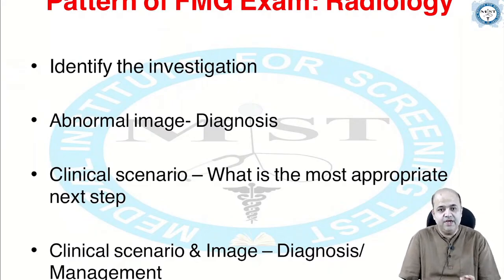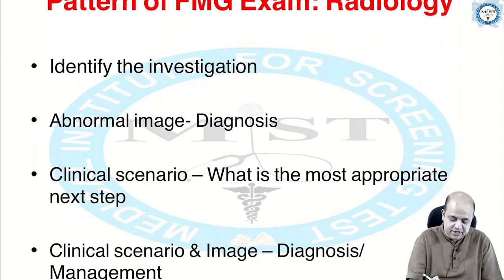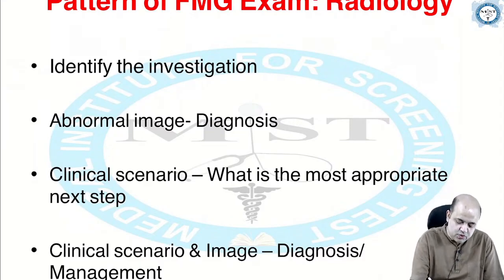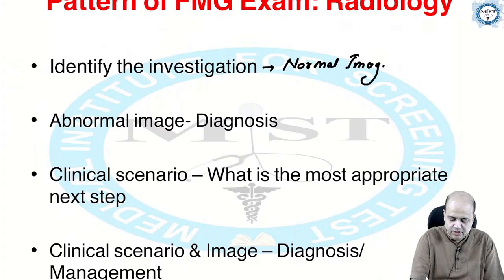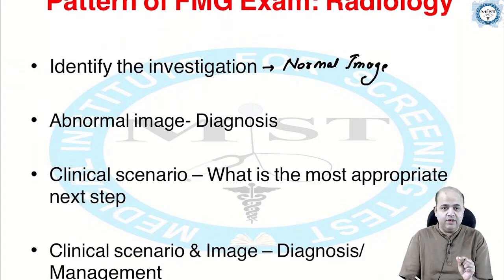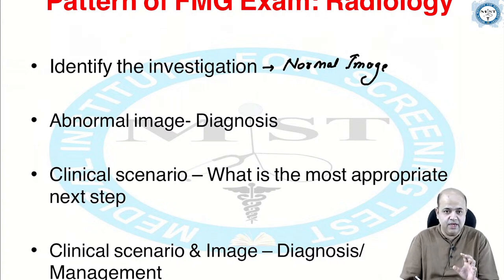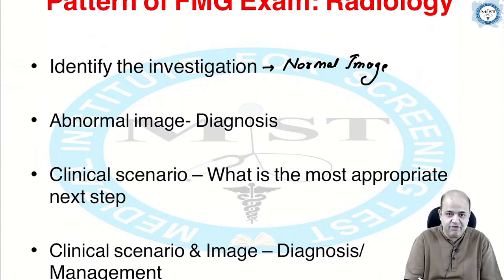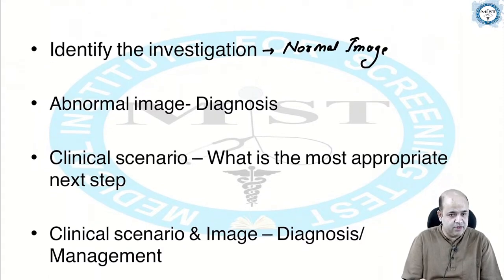One is to identify the investigation. When the examiner is giving identify the investigation, it is usually a normal image. Then when the examiner has given an abnormal image, he wants you to either make the correct diagnosis or identify the radiological sign, or there is a clinical scenario which has been given, and most of these are usually integrated questions.